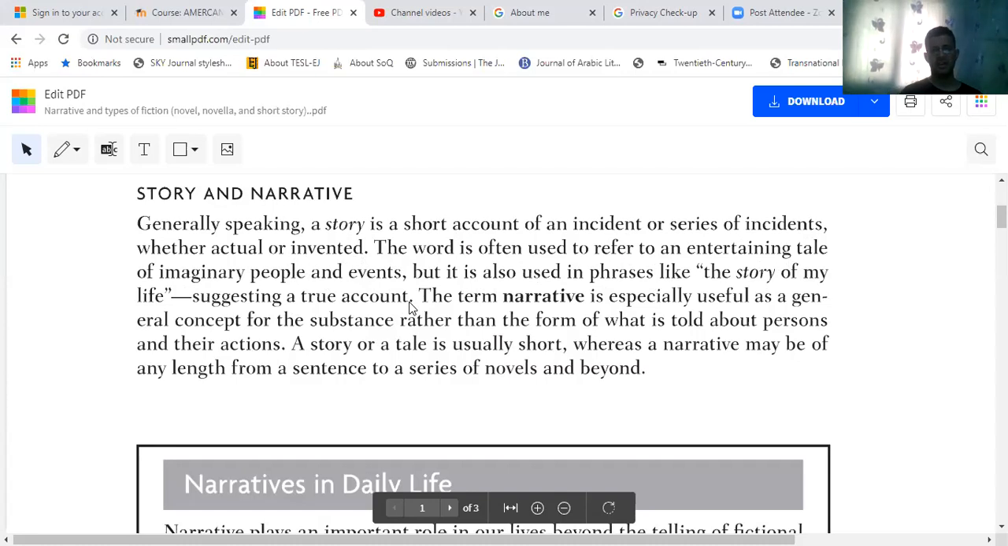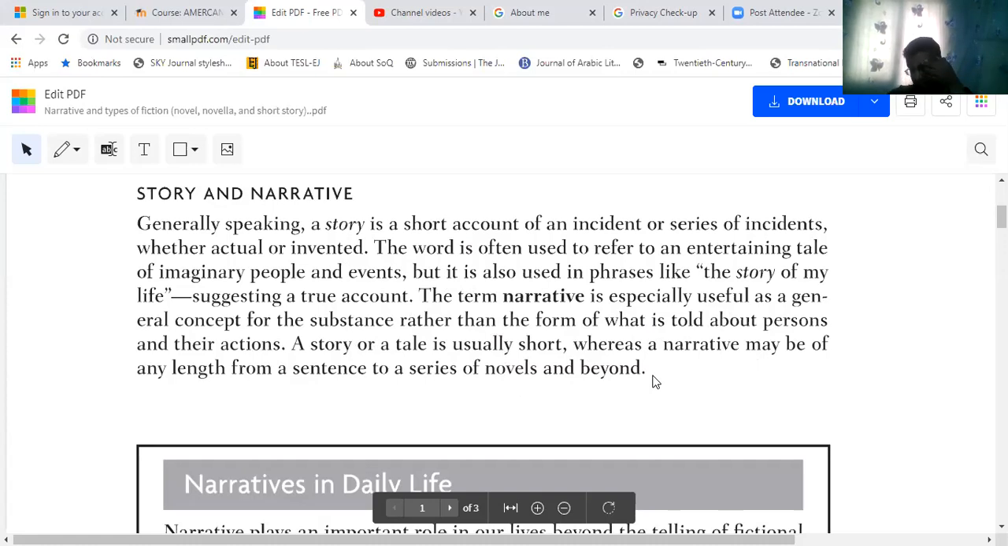The story can be either a true story or a fictional story, something that is invented or imaginative. But also you can say, I'm gonna tell you about my story or the story of my life. So this is a real story that happened to you. Okay, now in contrast, the term narrative is especially useful as a general concept for the substance rather than the form of what is told about persons and their actions. So a story or tale is usually short, whereas a narrative may be of any length from a sentence to a series of novels and beyond.